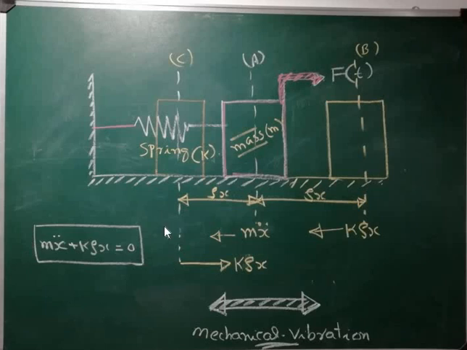And the governing equation of this particular movement can be represented like this. The total force acting on the body is 0, that is, mass into acceleration, m x double dot, plus the spring force, that is k delta x, equal to 0. At any point that value will be 0.